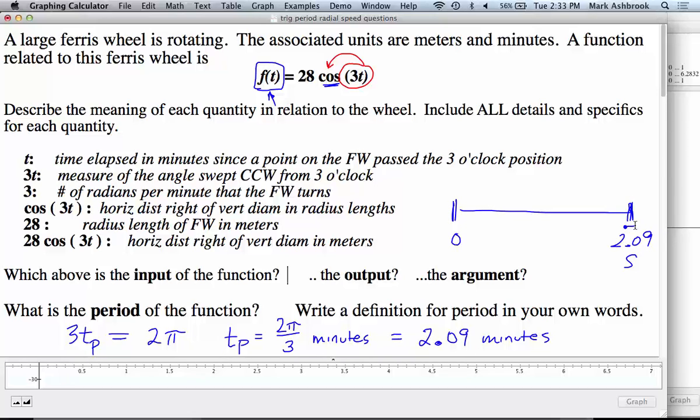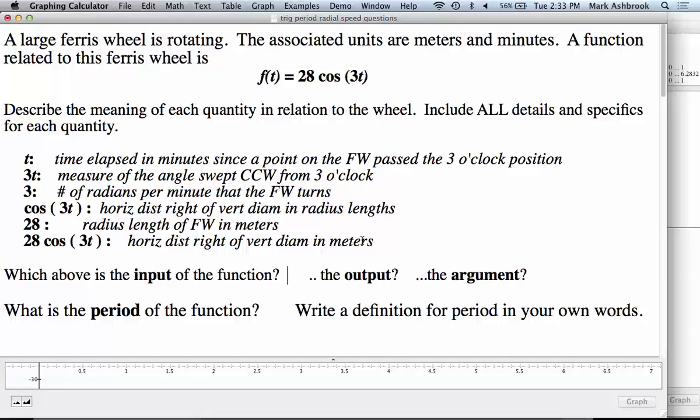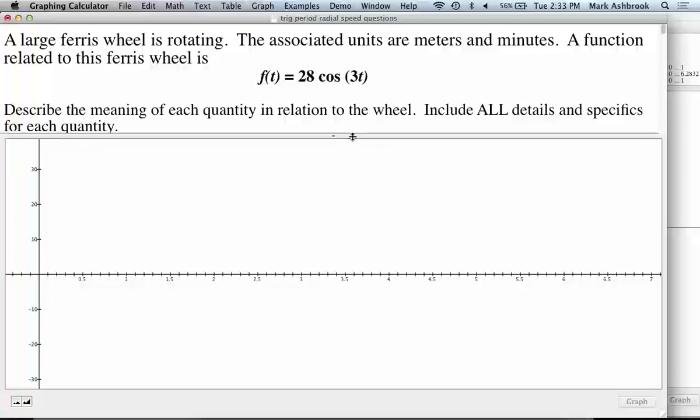So what some of you were saying was right. If you plug 2.09 in, you're going to get 28 for the output. But when you're talking about 2.09 as the period, you're talking about the stretch of time, this duration of time that gives you one full cycle of output values. Okay, so now let's practice, no calculators, but we're going to use all this information that we found out to make a sketch of this.